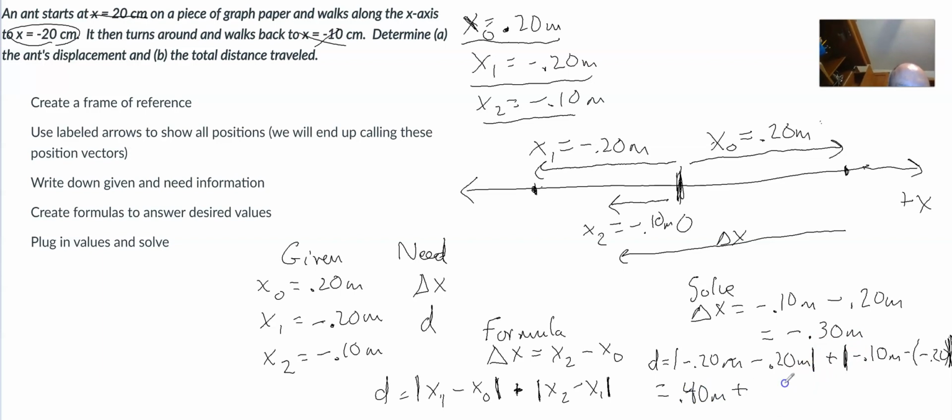Plus negative 0.1 minus negative, that means that's a positive, right? So negative 0.1 minus negative 0.2 means that that's going to be positive 0.10, right? Negative 0.1 plus 0.2 is 0.1. And so that means I went a total distance of 0.50 meters. Okay, I went a total distance of 0.50 meters. Okay, so that's how we would solve that problem.